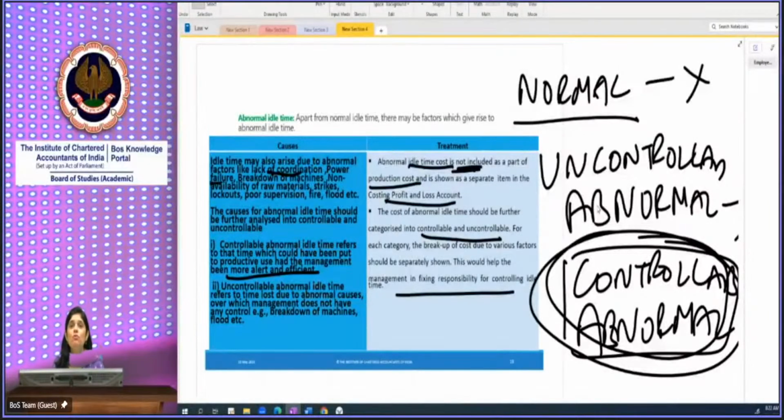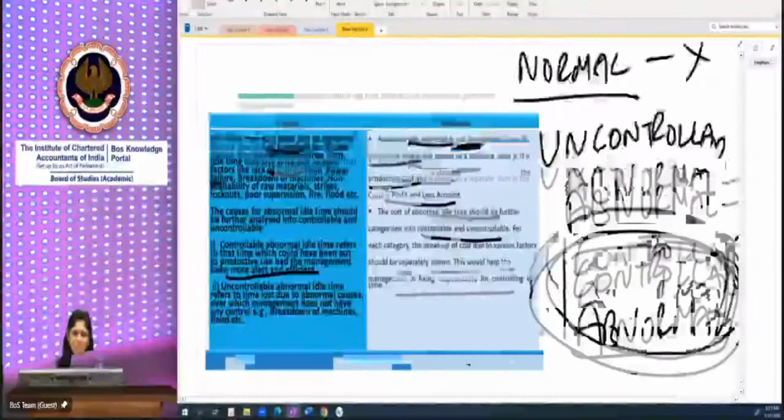That daily wager, you will pay the daily wager for 10 hours because you have hired him for 10 hours for the entire day. But he will take a half an hour break for lunch also, for tea also. So idle time is everywhere, all right? It's not specific to any industry, right? So I hope, Anupam, you have understood the concept of idle time, all right?